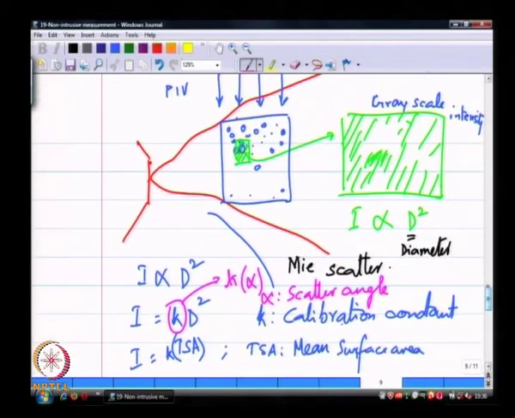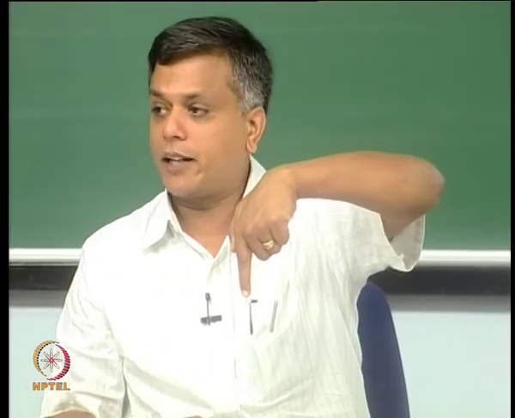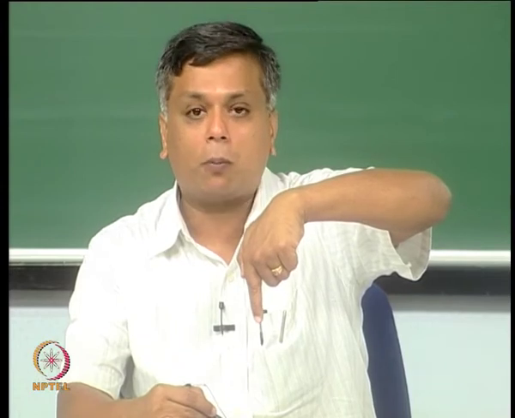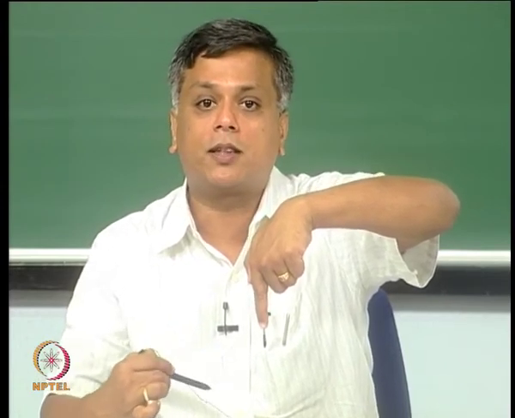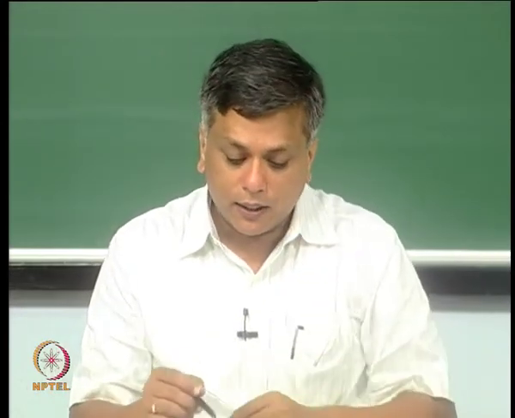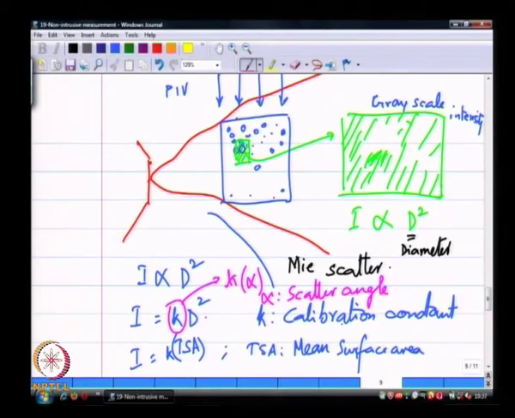So, if I take an imaging frame like this, I need to know the scatter angle for all the points in this imaging plane. So, for example, if my camera is right above the imaging plane, the light scattered from the top right corner of the image versus the middle of the image versus the bottom right corner of the image would be different. And I need this k at different points in order to get a quantitative picture of the total surface area distribution. This is a challenge and can only be addressed through proper calibration.